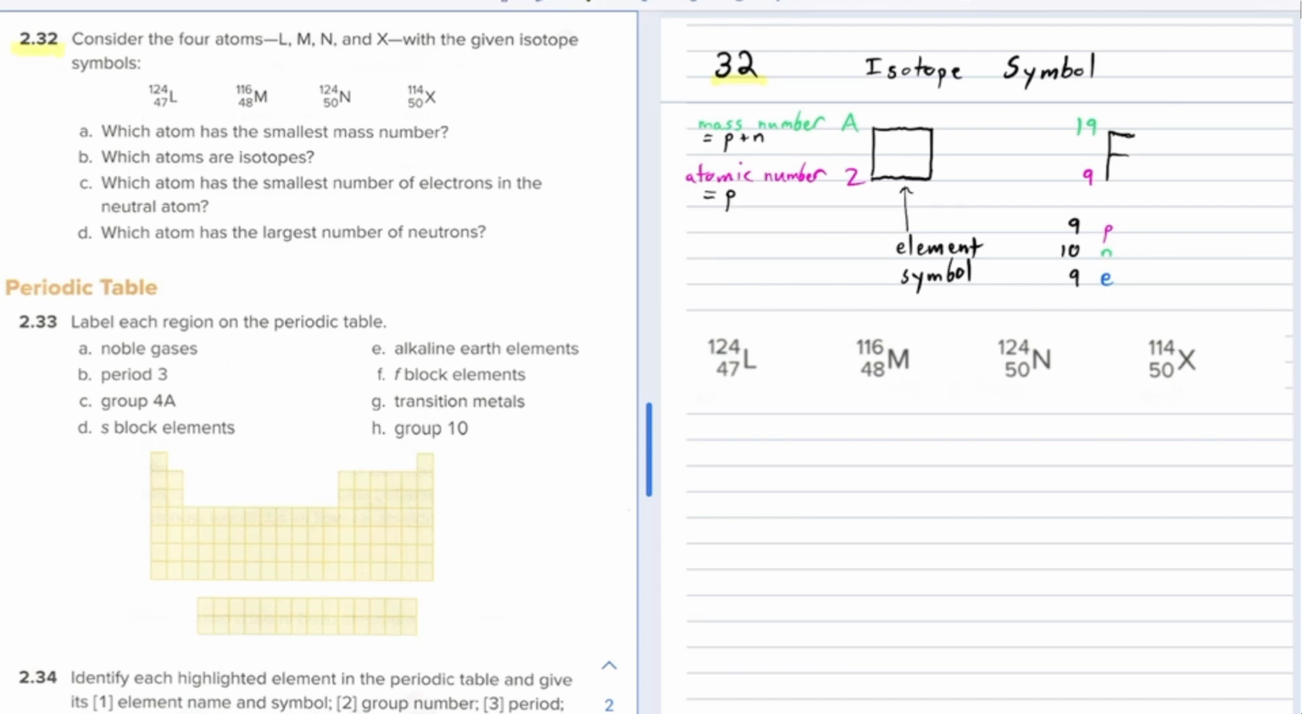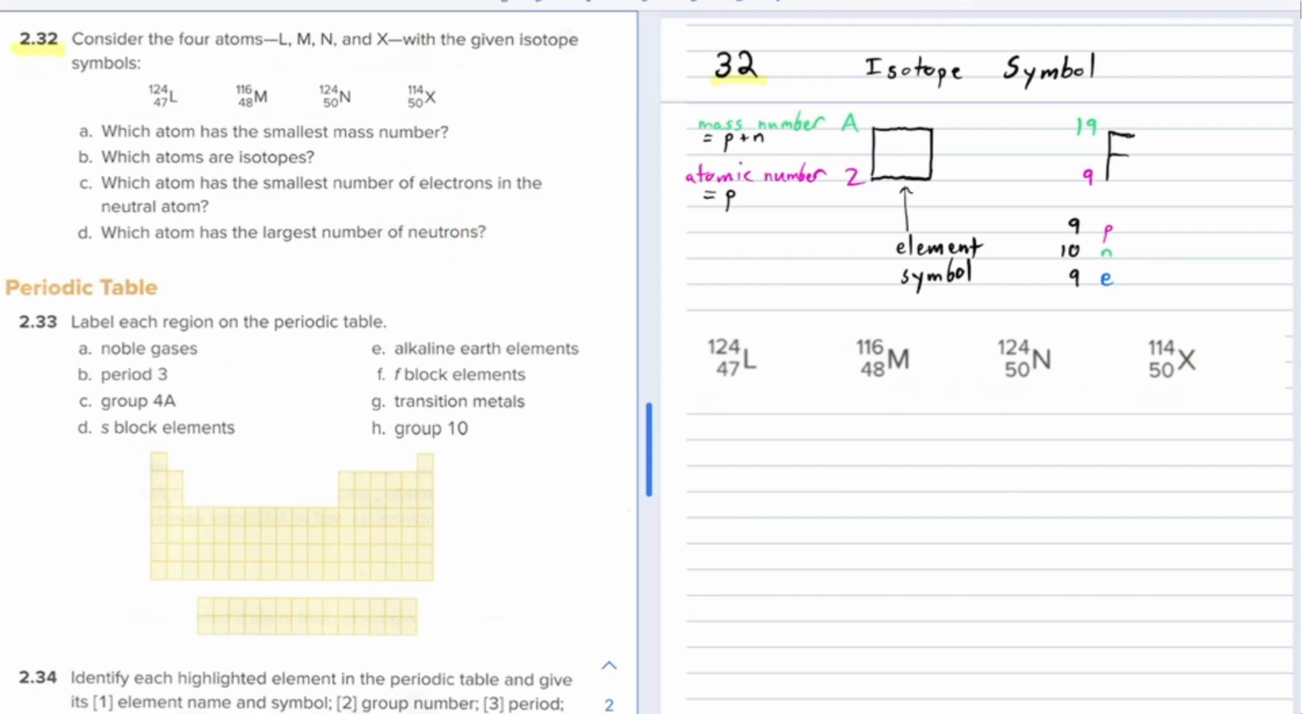Number 32. Consider the four atoms L, M, N, and X with the given isotope symbols. Now these are generic atoms. We're not sure what they are, but we should be able to figure them out by the numbers over there. So A, which atom has the smallest mass number? B, which atoms are isotopes? C, which atom has the smallest number of electrons in the neutral atom? And D, which atom has the largest number of neutrons?